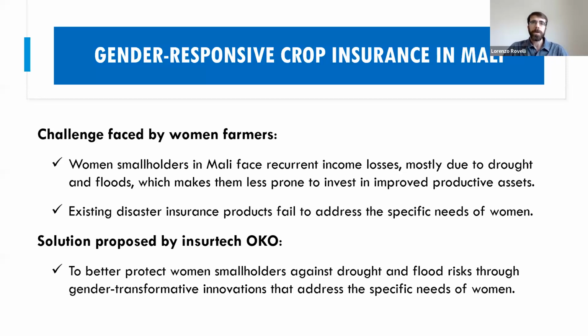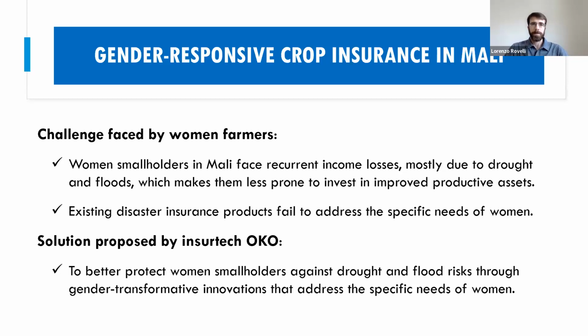The second finding is that while a few agriculture and disaster insurance products already existed in Mali, these were mostly failing to address the specific needs of rural women. So they were really adopting a gender-blind approach. Like I said earlier, we worked here this time with a private sector partner, and following a competitive process, we decided to work with OCO, an insurtech based in Mali. They proposed to better protect women smallholders against drought and flood risks in particular by adopting some gender-responsive innovations that would address their needs.